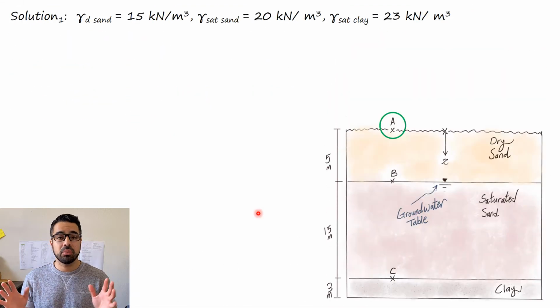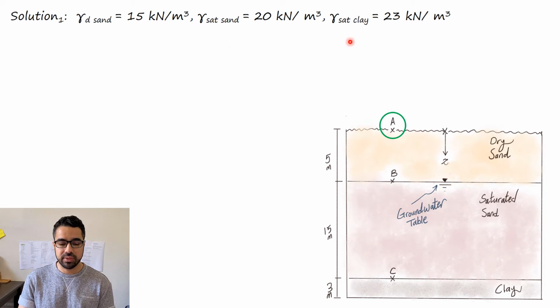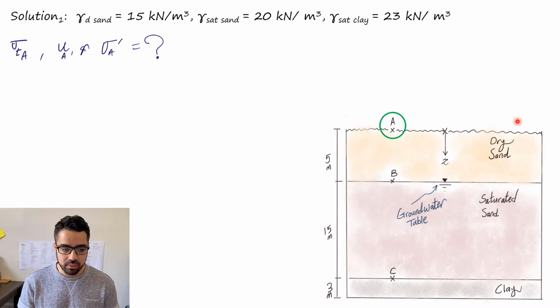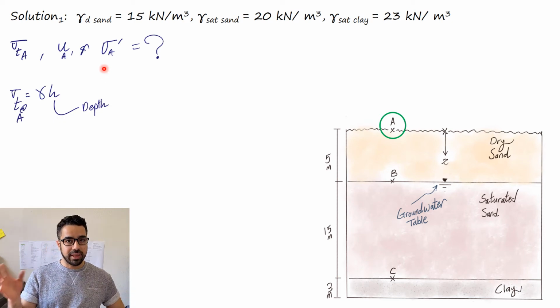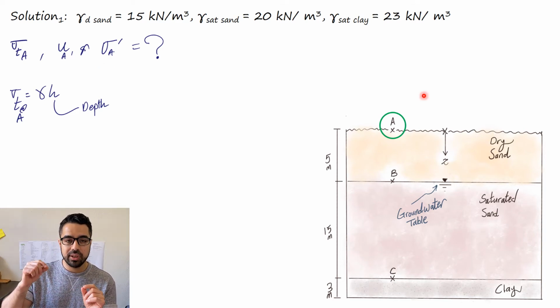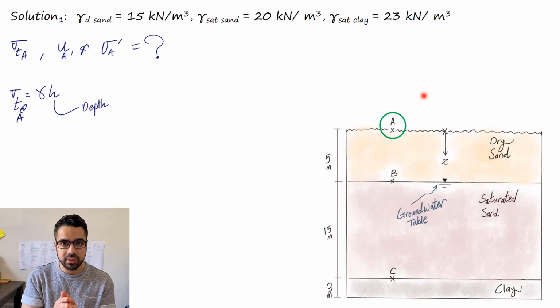So as usual, we start the solution by writing down what's given: gamma dry sand, gamma saturated for the sand, and gamma saturated for clay. We're looking for stresses at point A, at the surface. So what is required? Total stress, pore water pressure, and effective stress, all of them at A. Total stress is basically density times depth. But what depth? The depth is basically the distance from the surface to the point where you are interested to find the stress. That's the depth.